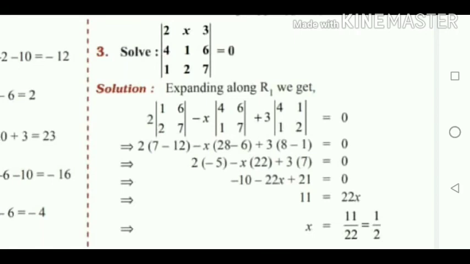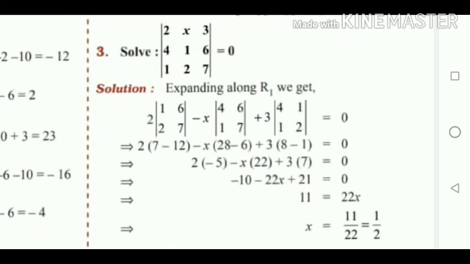Expanding along R1 we get 2 into, that is, here the 2 lies in the first row first column. Delete the first row and first column. First row is 2, x, 3, delete it, cancel it. Then first column is 2, 4, 1, cancel that also. Remaining elements are 1, 6, 2, 7. That is 2 into the determinant 1, 6, 2, 7, minus, second element is x into, delete the first row second column, you get the remaining 4, 6, 1, 7, plus 3 into, the first row third column is deleted, 4, 1, 1, 2, equal to 0.